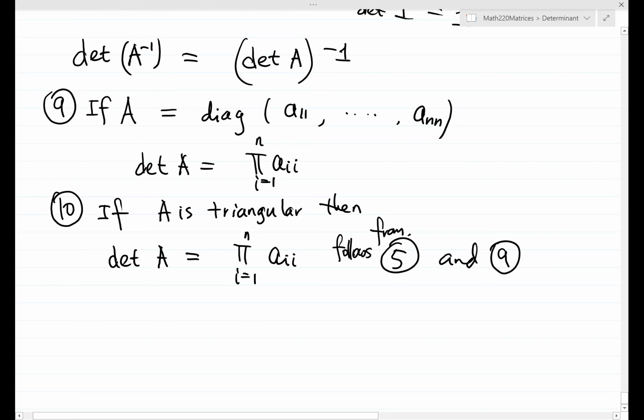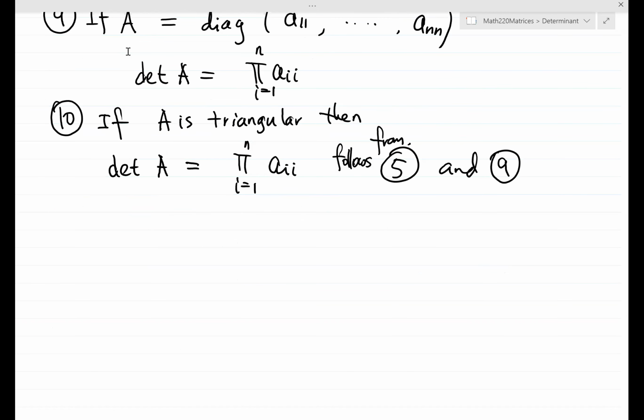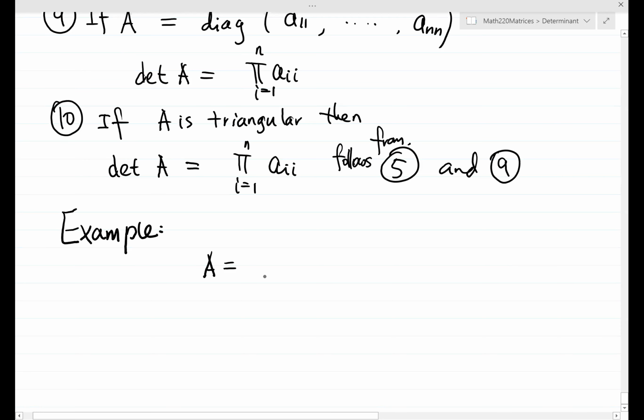Let's see this example. Remember, as I explained, computing by cofactor is not hard, it's just computationally expensive, with too many operations. If you expand by the permutation formula, there will be too many terms. So for this matrix A, we use the properties to find its determinant.